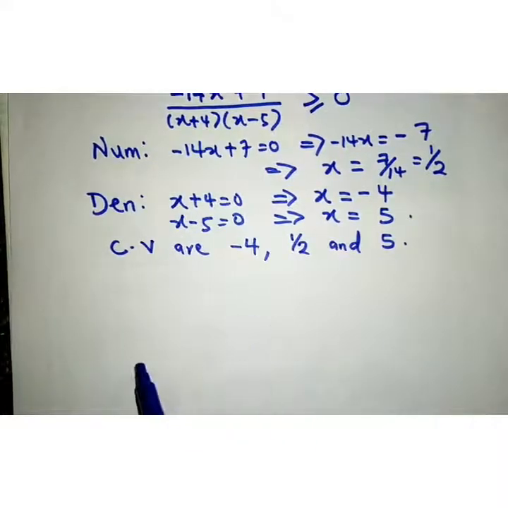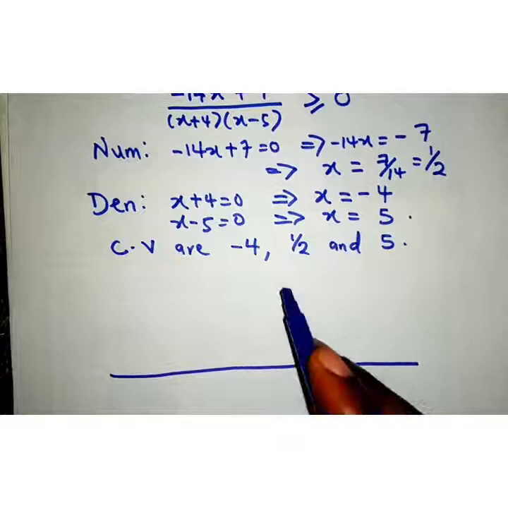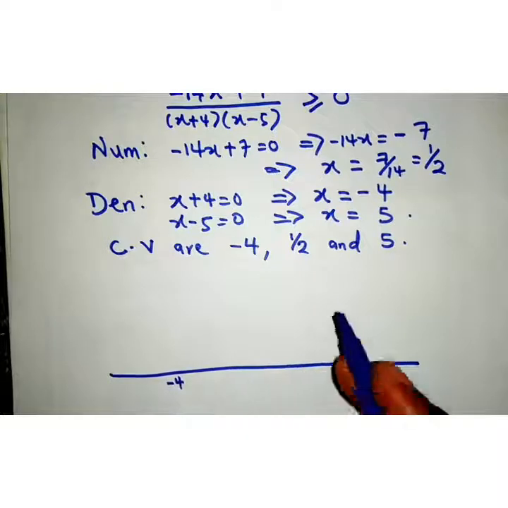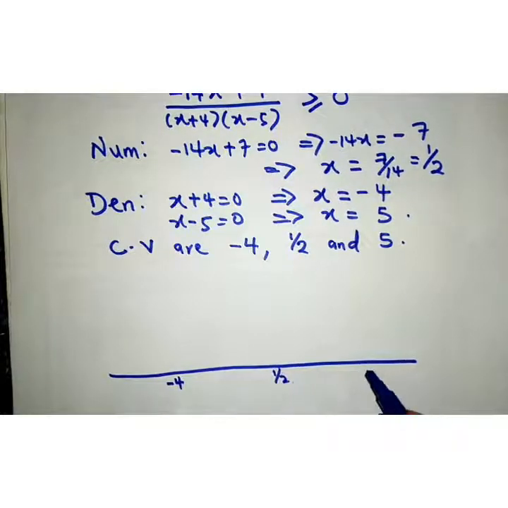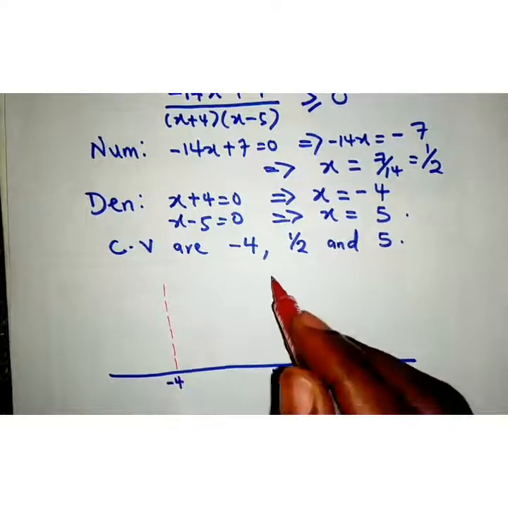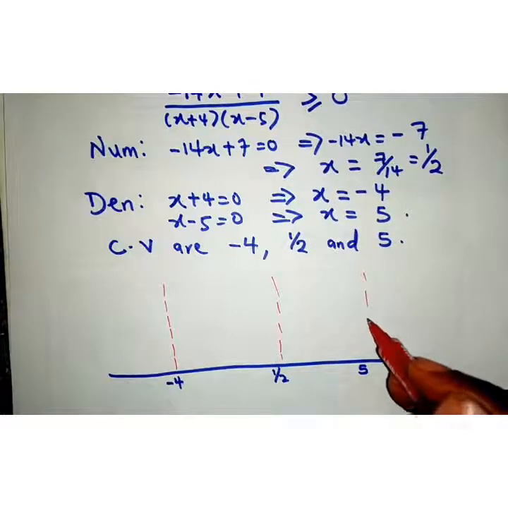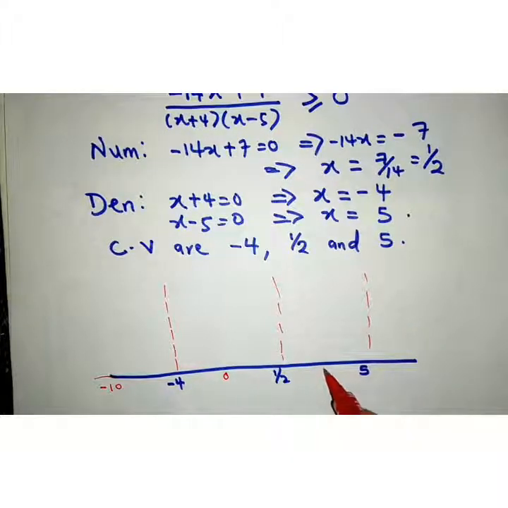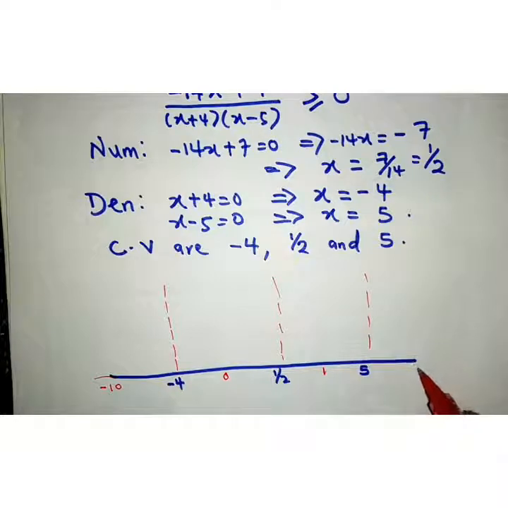With the critical values, we can now draw our number line and divide it into intervals. We start with minus 4, and then a half, and 5. These critical values divide the number line into four distinct intervals. We pick a number in each of the intervals. For the first interval, I decide to pick minus 10. You can pick any suitable number in that interval. In the second interval, you can pick 0. For the third interval, I pick 1. And for the last interval, you can pick 10.